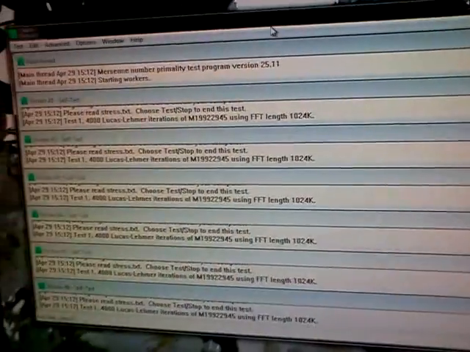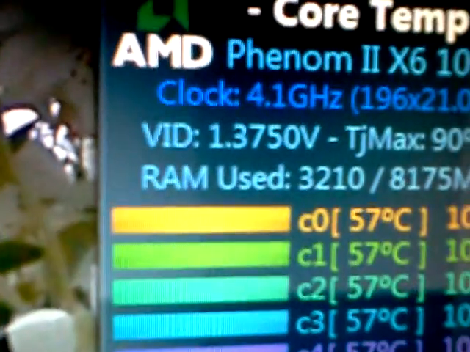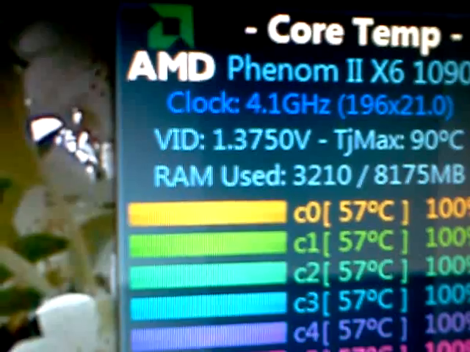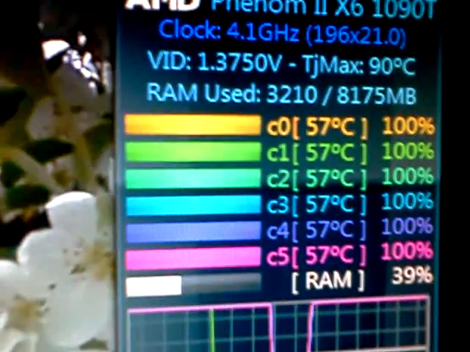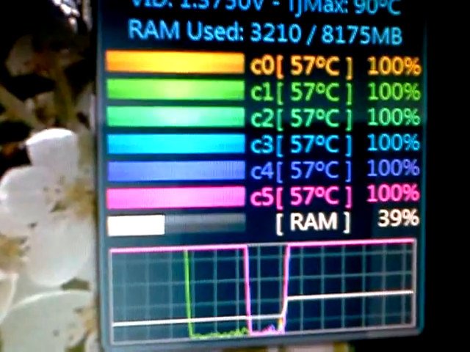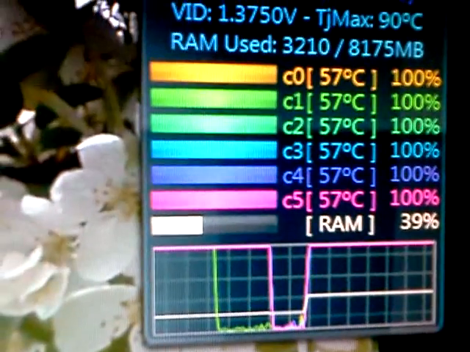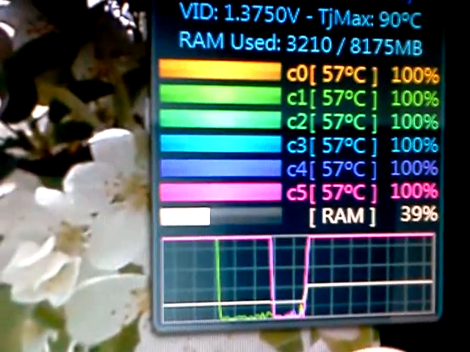Prime95, testing all 6 cores. As you can see, at 4.1. And the highest temp it reached was 59 degrees Celsius. So this is proof that the H70 does exactly what it says.